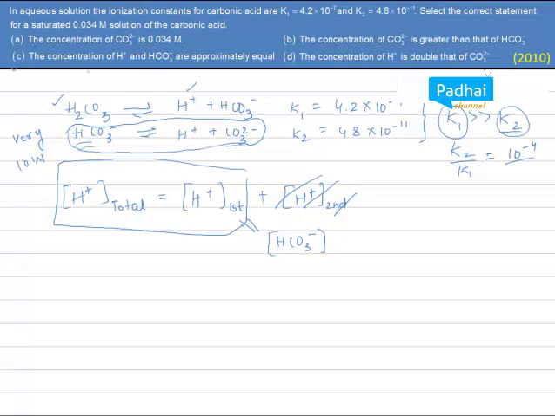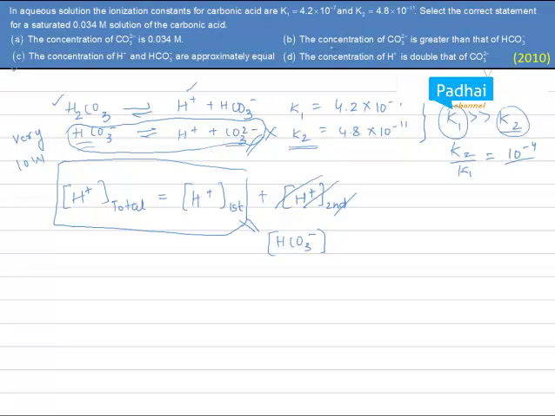Now we are talking about the concentration of CO3 2 minus. Option A is saying the concentration of CO3 2 minus is 0.034 molar, which is not possible because the dissociation of HCO3 minus is very less because of the ionization constant. So it cannot be 0.034 molar. That means option A is wrong.